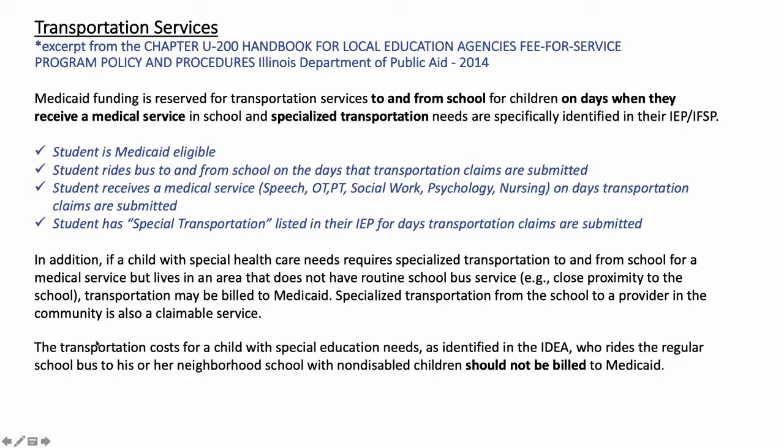An important note here that is included in the manual is that transportation costs for a child with special education needs, as identified in the IDEA, who rides the regular school bus to his or her neighborhood school with non-disabled children, should not be billed to Medicaid. And this could be an example: maybe there is a speech-only student who is Medicaid eligible. They ride a regular bus to and from school, but the piece they're missing is they don't require special transportation. So to make transportation claims eligible, the student must require that service, and it needs to be identified in their IEP. That's just an important note. So you're not going to be able to bill special transportation for all kids who are Medicaid eligible and ride to and from school. It has to have special transportation listed in their IEP.